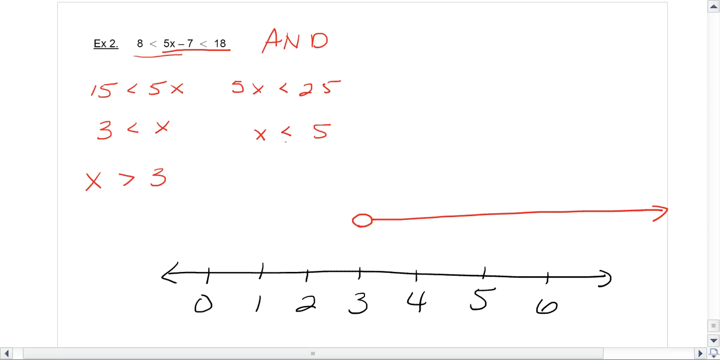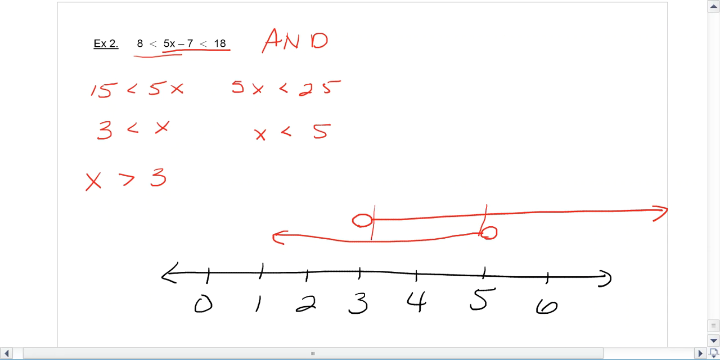Now let's graph x is less than 5. Open circle on 5, and less than going off in the negative direction. So once again, we know this is and. We're looking for the overlap, for where the solutions satisfy both of them simultaneously. And I can see my overlap is right in here.